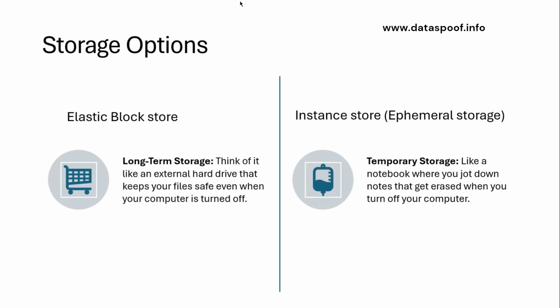Next, storage options. There are two types of storage options present in EC2. The first one is Elastic Block Store and the second one is instance store, also called ephemeral storage. So let us understand what Elastic Block Store is. It is like long-term storage. Think of it like an external hard drive where you keep all your files. So even if your computer gets turned off, all your files are safe. Instance store is like a temporary storage area. When you create a notebook, they will allocate you some memory. But when you turn off the notebook, the memory gets erased from your computer.